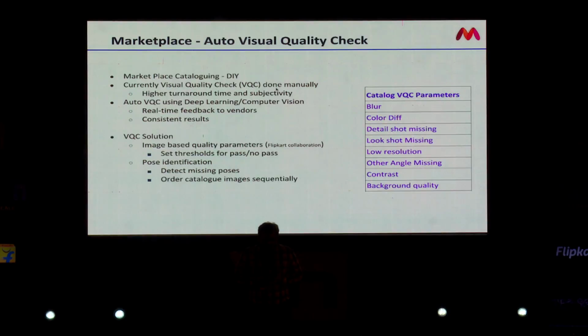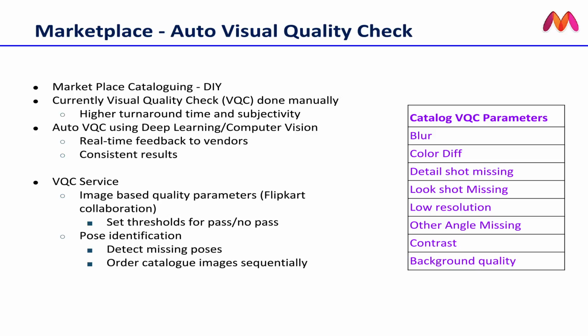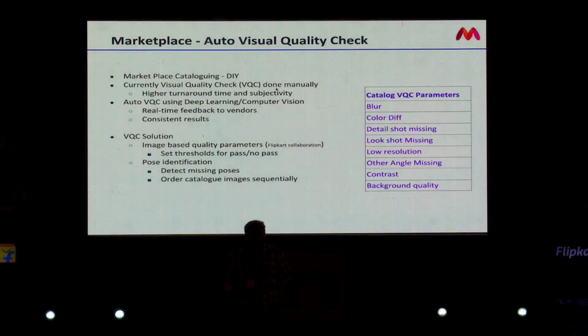And by building a system that will automatically analyze the images, we want to give real-time feedback to these vendors, and we also want to be consistent with the results that we give. So these are some of the parameters that the catalog team was interested in. The first one is blur: is there a blur in the image? Color difference: the vendor is saying the product is green, but by our methods we identify that there is a blue, which means there is an inconsistency in the values that are reported. And we can also give this as feedback to the vendor.